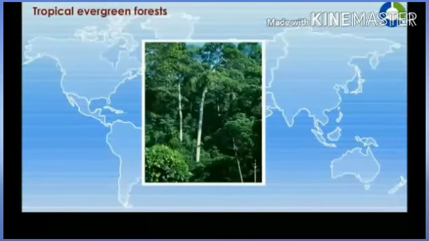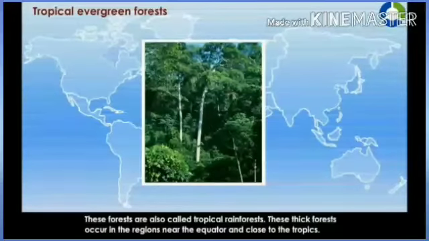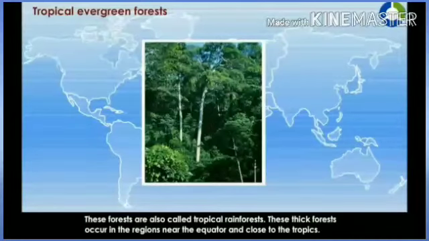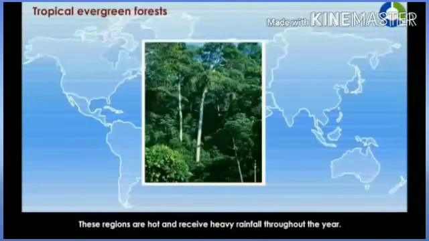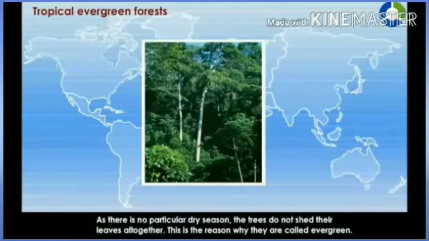See the tropical evergreen forest. These forests are also called tropical rainforest, and these thick forests occur in the regions near the equator and close to the tropics. These regions are hot and receive heavy rainfall throughout the year. As there is no particular dry season, the trees do not shed their leaves altogether, and this is the reason why they are called evergreen.